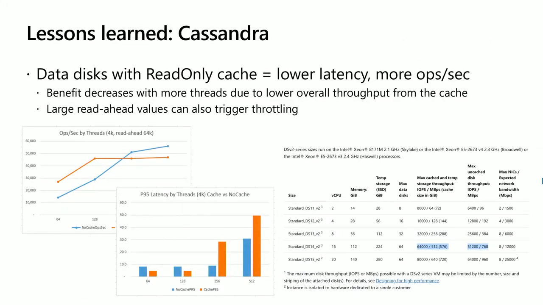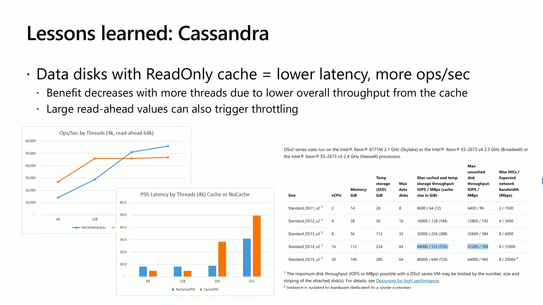The consideration is that there is a point at which, as you increase the number of threads for your Cassandra workload, you're actually going to see your latency hitting the cache, your latency is going to increase. And that's because you're kind of exhausting that cache because it has a lower throughput.